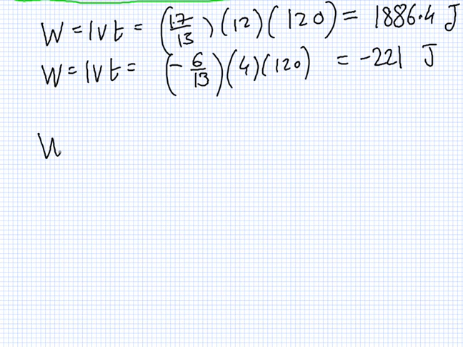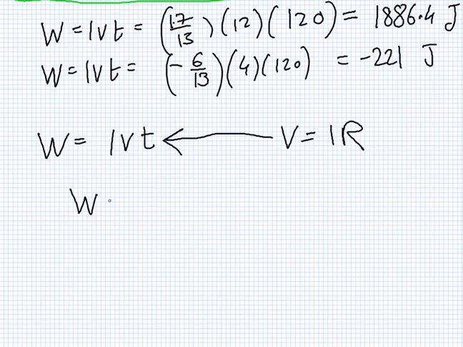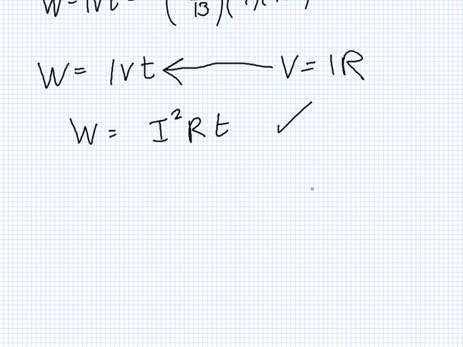We have work equals IVT, but don't forget you have V equals IR. So if I put that in, I get work equals I squared R T, which is perfect because we know the I and the R and the T. So let's go with the first resistor. First resistor is I1 squared multiply 1 multiply 120.